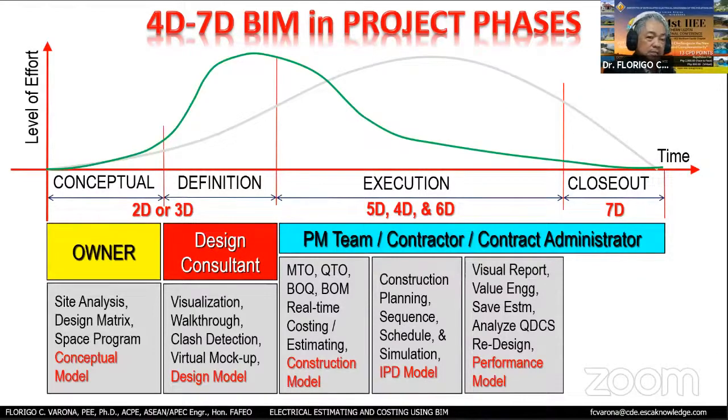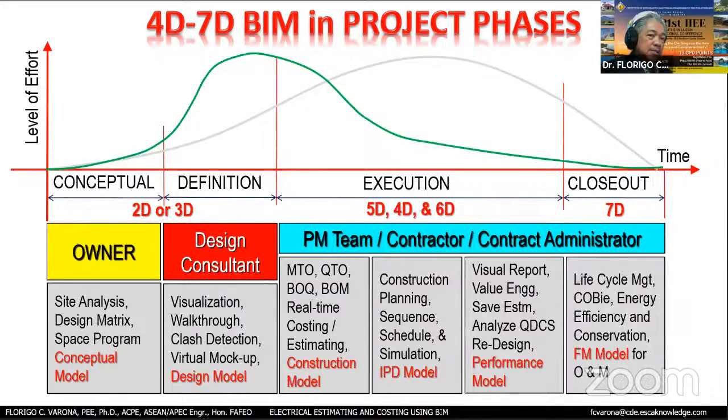This is based on the performance model when we have done some performance analysis. And then in the 7D, we can come up with a life cycle management. The COBie is actually the Construction Operations Building information exchange. We even can do energy efficiency and conservation done using the model, the FM model, and eventually for operation and maintenance activities. So this is the entire use of the model.